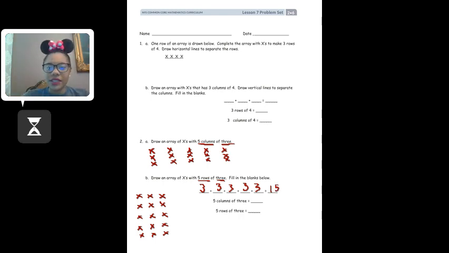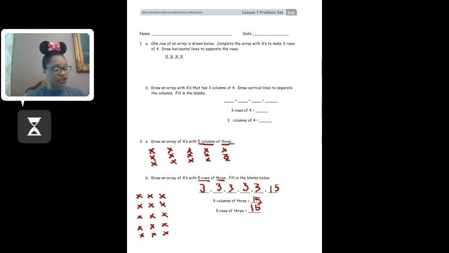Our next one says 5 columns of 3. Now, when we had the 5 columns of 3, how much did that equal? 15 as well, if you look at letter A. Then we did 5 rows of 3. What did that equal? We just did that one in our repeated addition equation. That's right, it would be 15 as well. Good job. And so that wraps up this question for number 2.